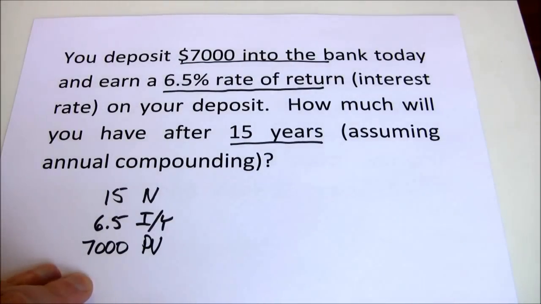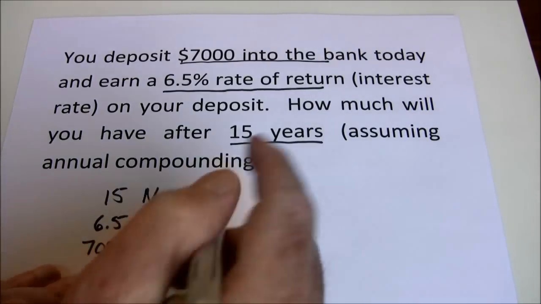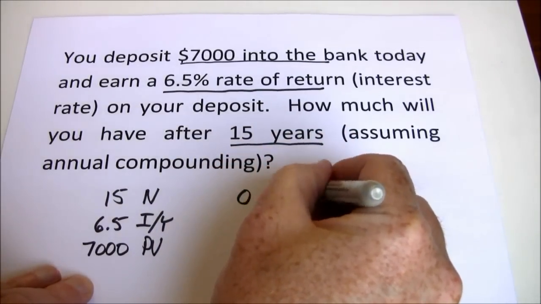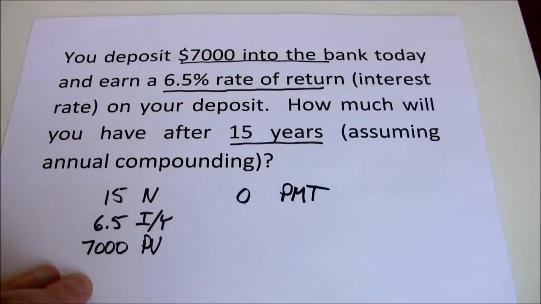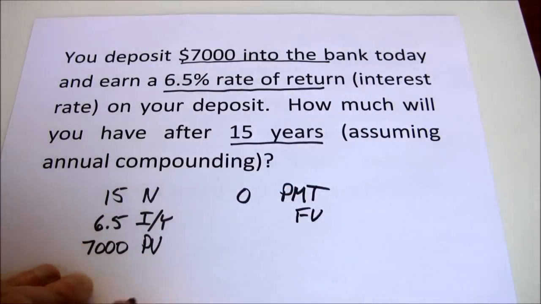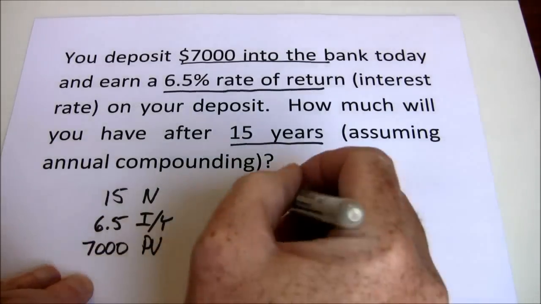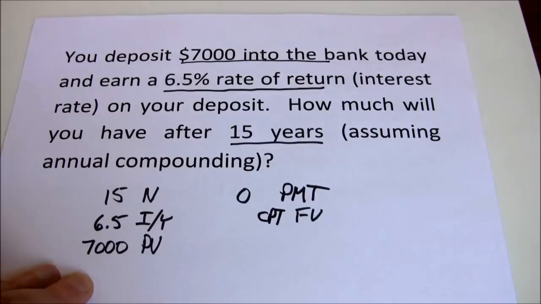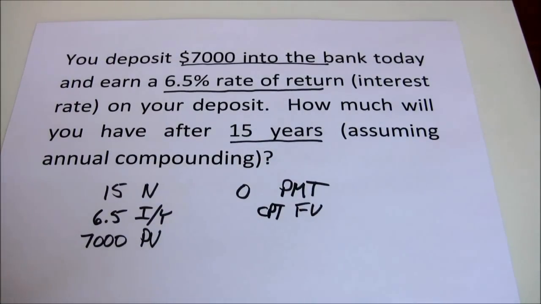7,000 PV. Now we don't have an annuity stream here yet, so we're just going to zero that out. Our payment, PMT, represents any annuity stream, so we're just going to put a 0 there, and then we're going to solve for our future value. Now whenever you're doing this on the Texas Instruments BA II Plus, in order to solve for the key that you want, you have to press compute, the CPT button. So let me walk through that on the calculator.